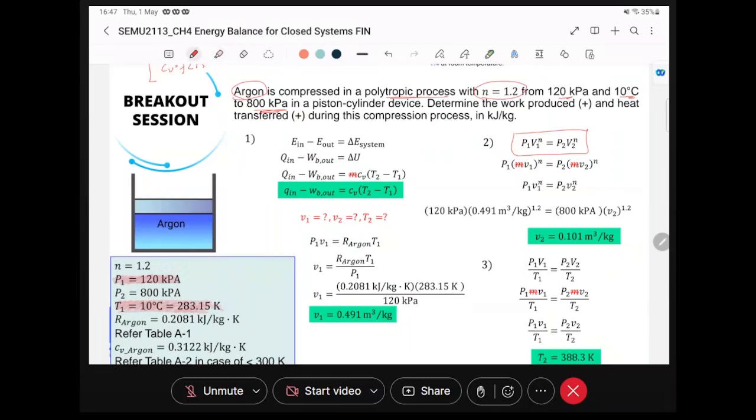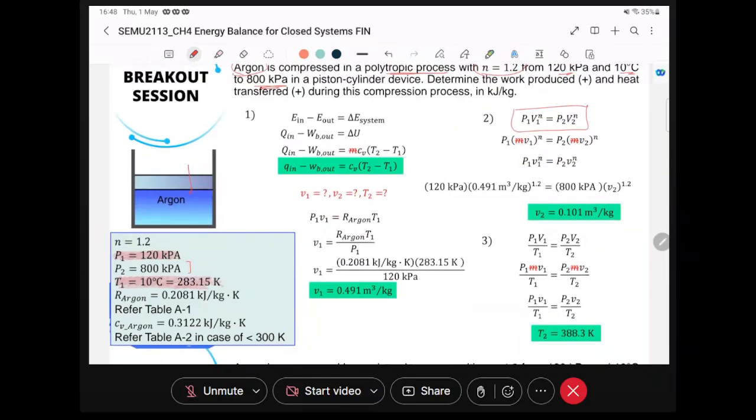Okay, and then it's being compressed to 800 kilopascal. Okay, so the question wants us to determine the work and the heat during the compression process, the heat transfer.